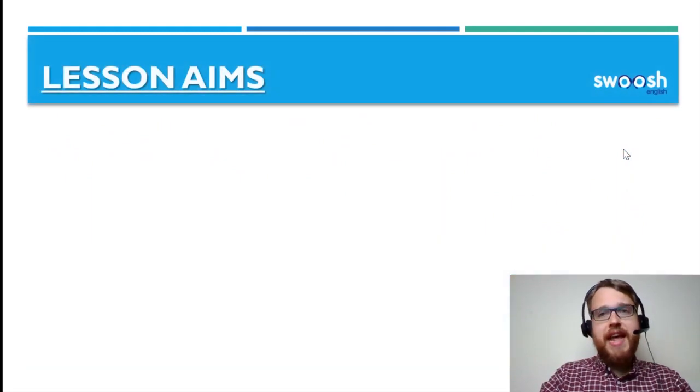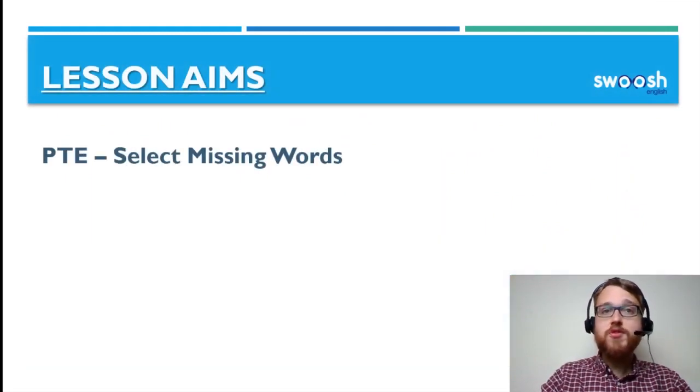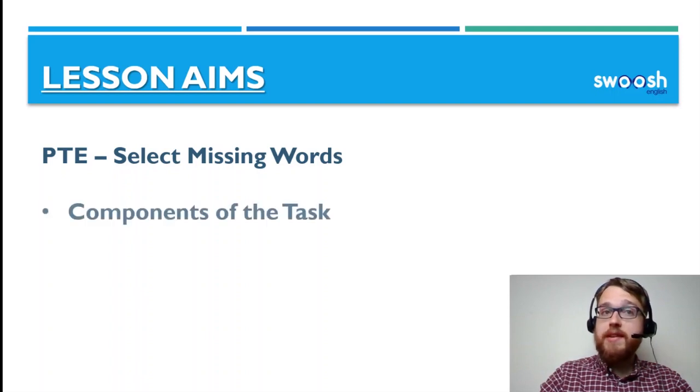So, our lesson aims today are as follows. Today, we're going to specify a PTE example for select missing words. So, let's have a look about how we're going to go about that. First of all, we're going to have a look at the components of the task. Exactly what is select missing words in terms of what the exercise is, what you have to do, how long it is, what are your options, etc., etc. The technical components of this prompt are going to be divulged in this video.